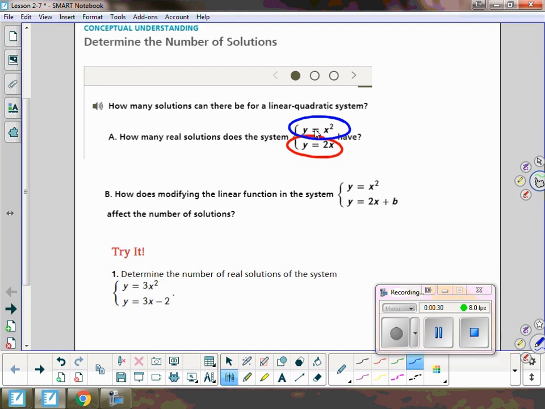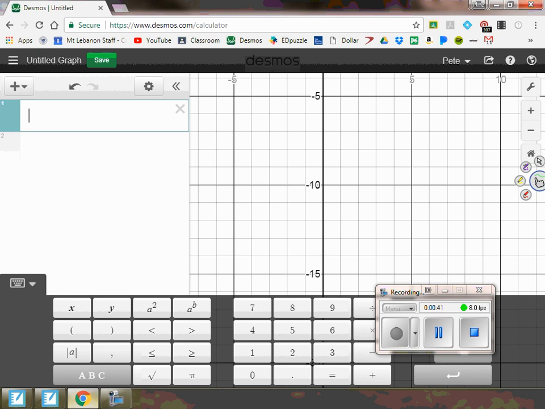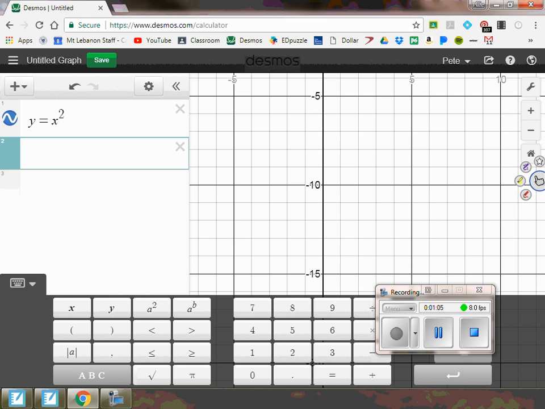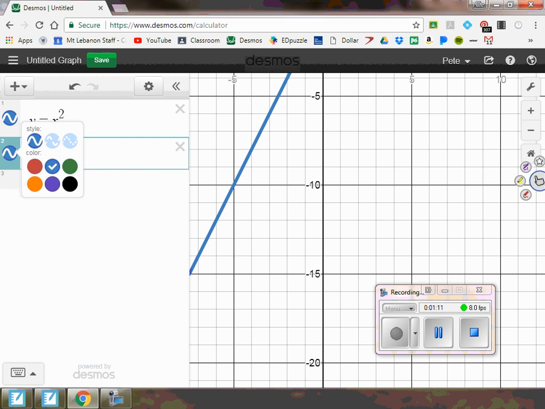Why don't we show this on Desmos to make sure there is a solution, or maybe there are no real solutions. Let's find out. So go to Desmos using your phone or a Chromebook, any computer. You can get to desmos.com. And for y1, we're going to put in y equals x squared. Was that the blue or the red? Blue. All right, I'm going to make that one blue. And then go ahead and put in y2, the second equation, y equals 2x.